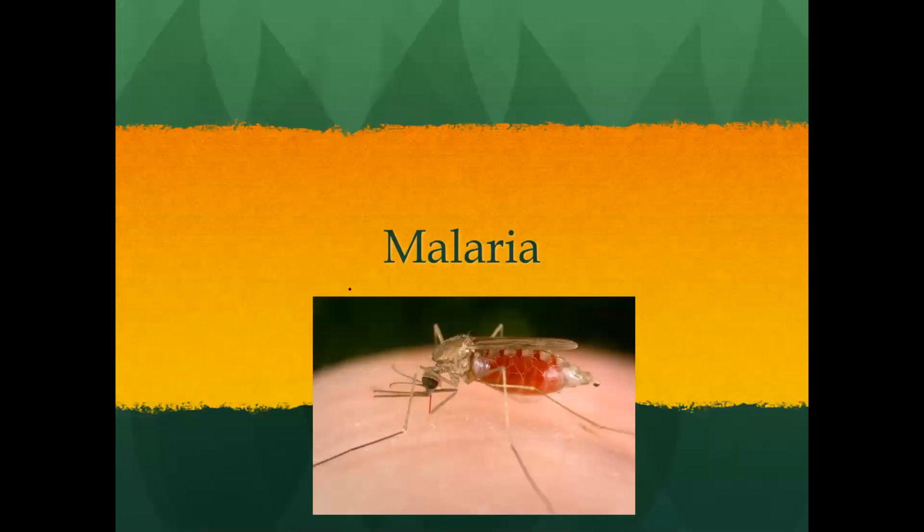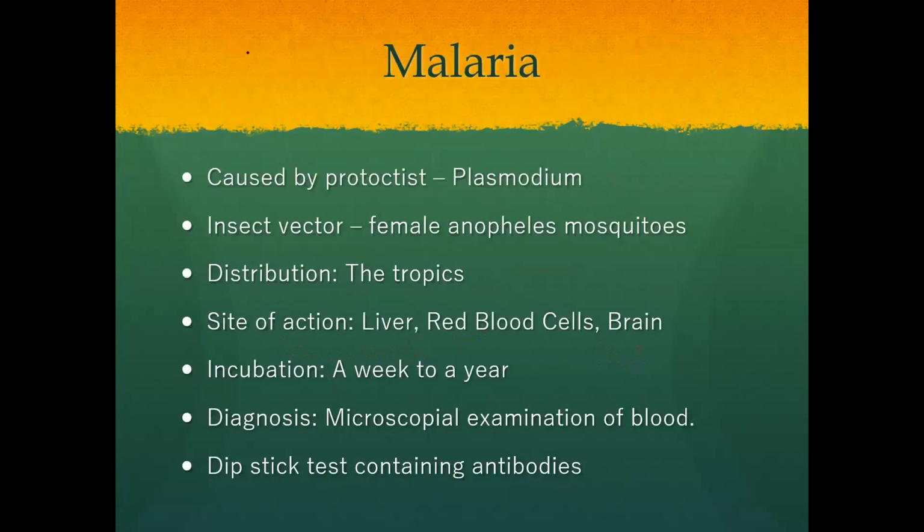Now, let's talk about the next disease. It's malaria. Malaria is caused by a protoctist, which is a eukaryote, right? And the parasite is known as Plasmodium. It is transmitted by the female Anopheles mosquito, so that is an insect vector. The female Anopheles mosquito is actually the cause of transmitting this infection, right?